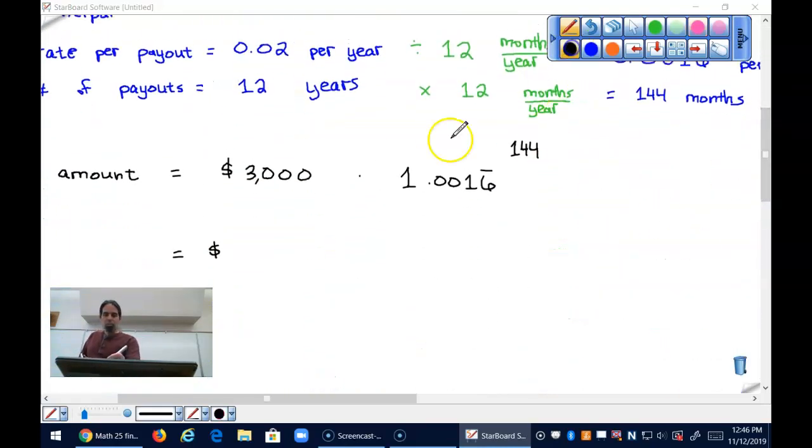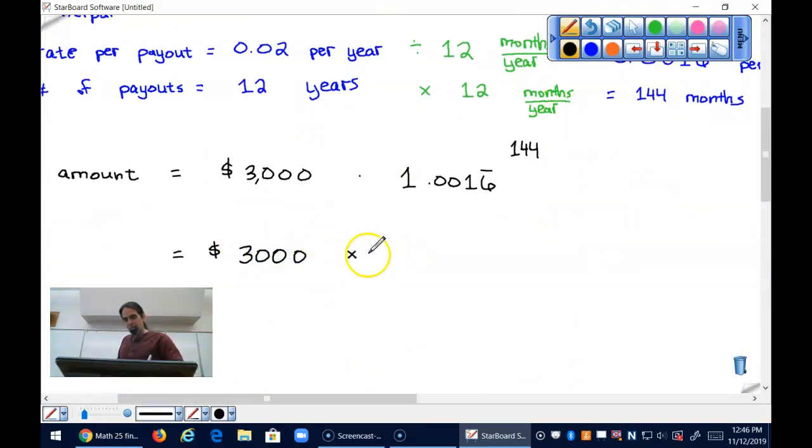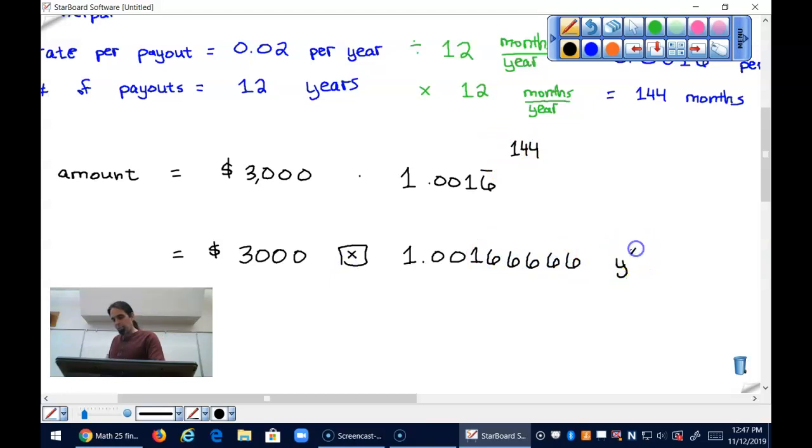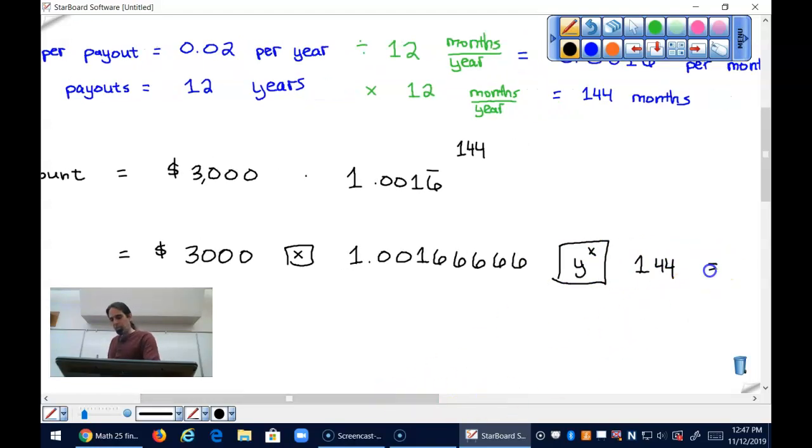So what I'm going to type in is 3,000, then times, then my 1.001 and as many sixes as I can. And then I'm going to do my y to the x key, or whatever your key is, and then my 144, and then my equals. Does that make sense as steps? Let's see what we get.